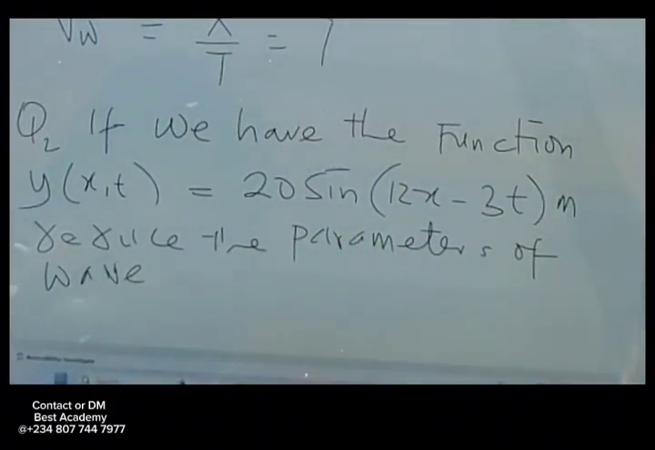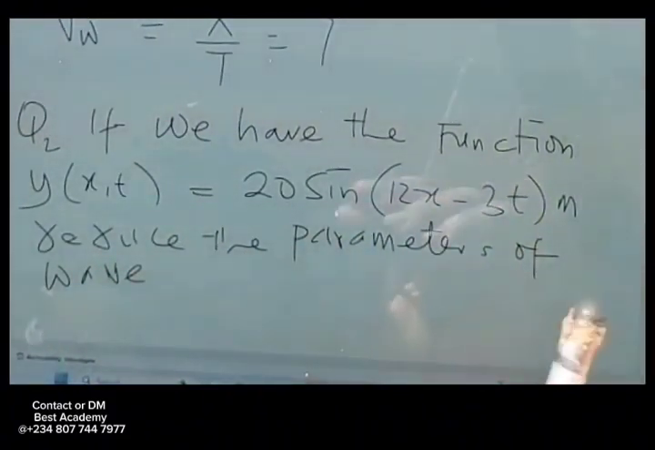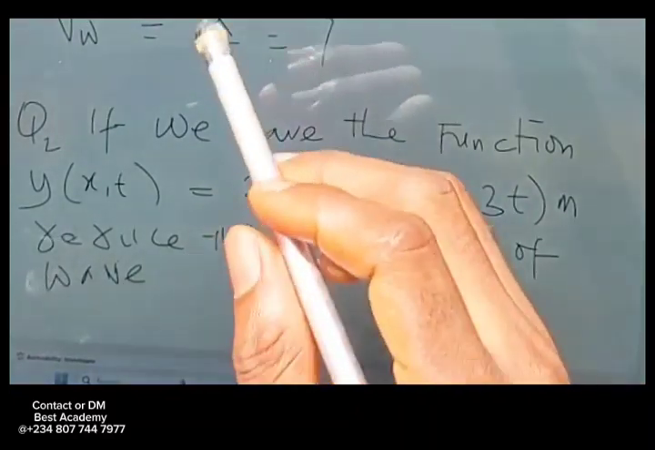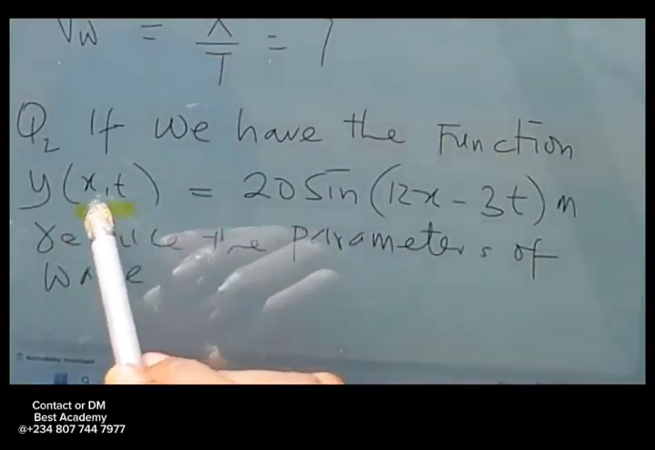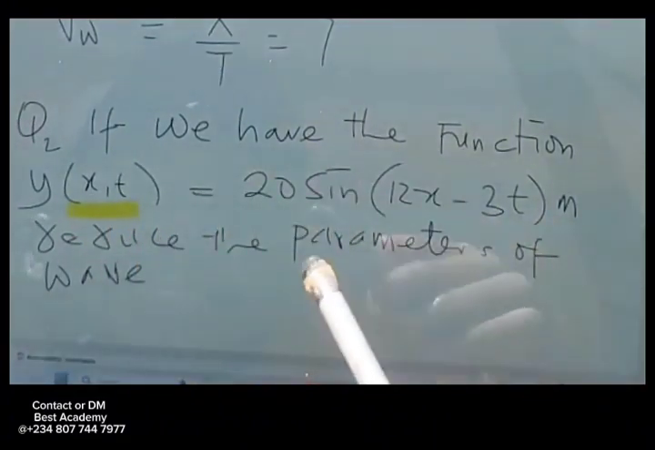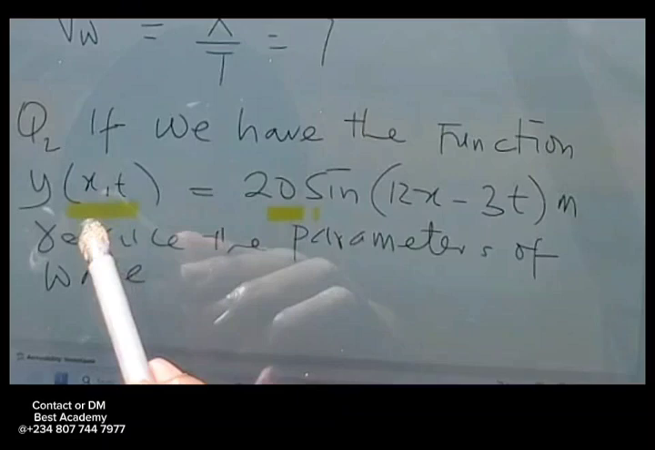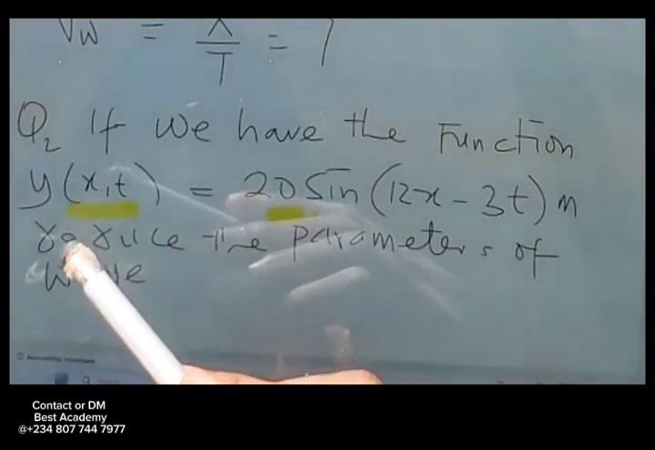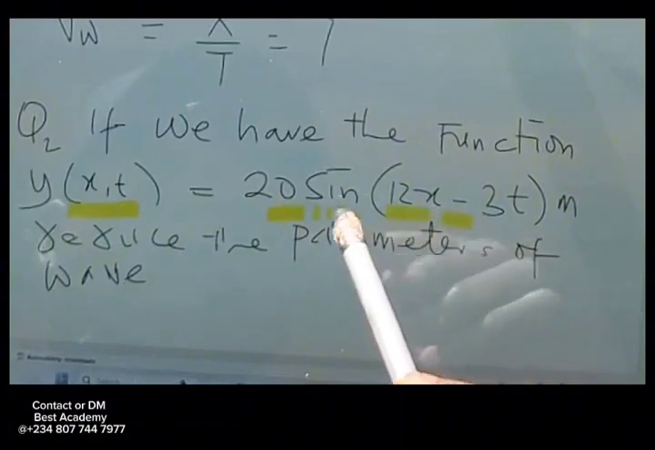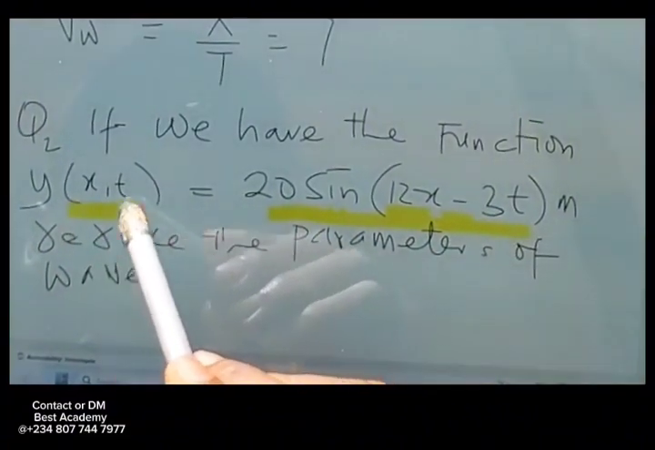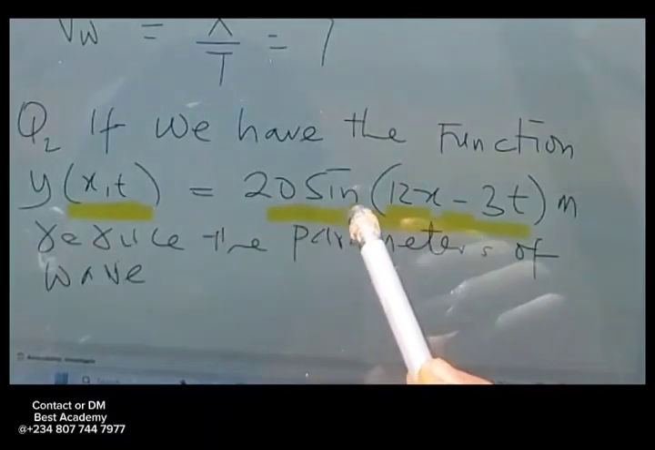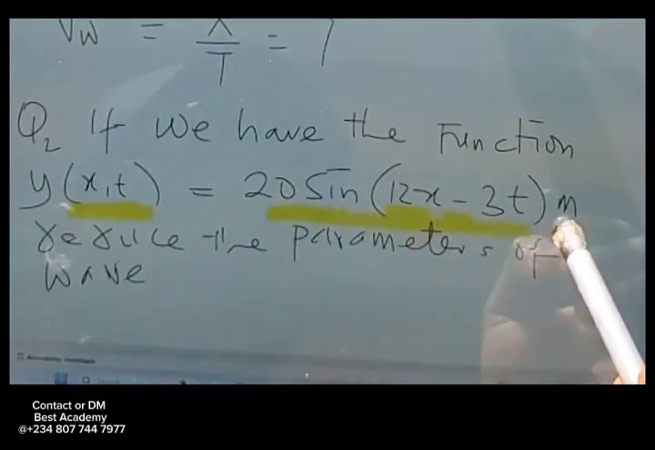Okay, now let's understand the question before we solve this. They said if we have the function y, of course this is function format, s comma t, which means the variables on the right side are going to be s and t. That's what it means by s comma t here. So it's equal to 20 sine into 12s minus 3t.